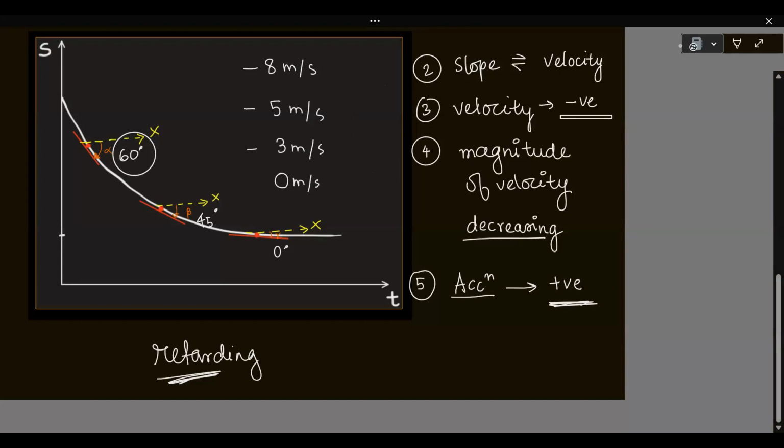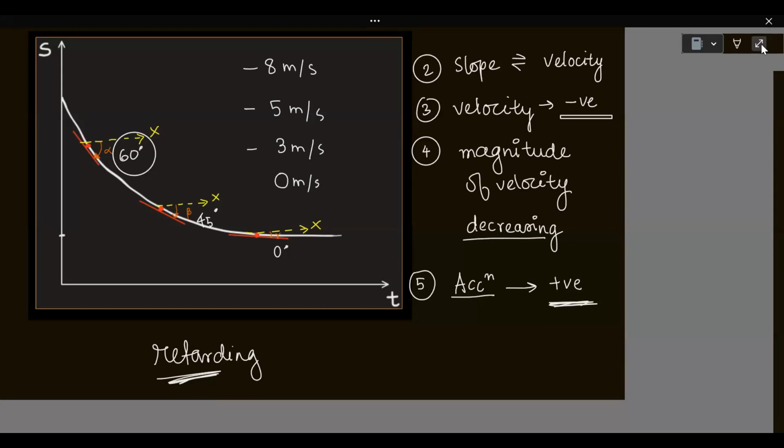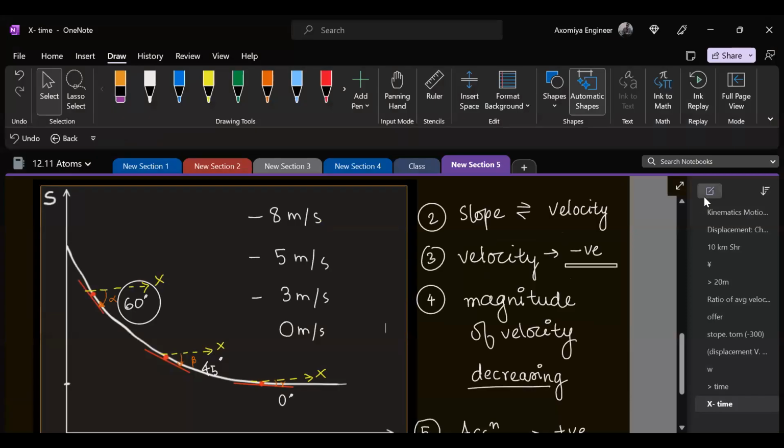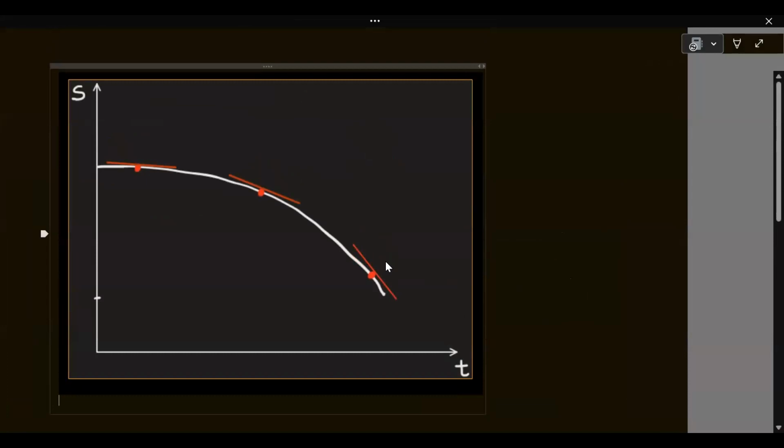Please let me know if you understood this. Next question you'll do on your own. If you understood, you'll be able to do it correctly. Next question for you guys, you shall do it yourself.